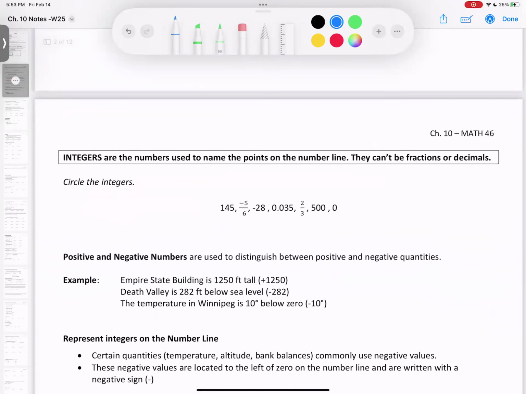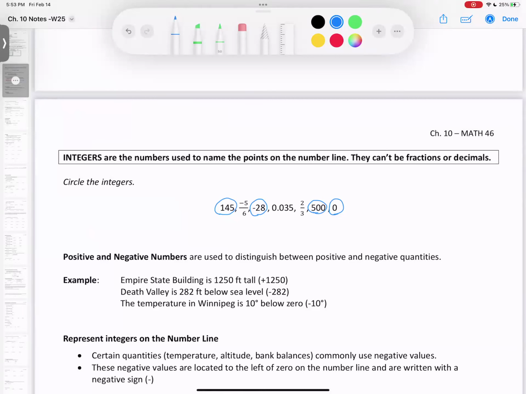Okay, so just a reminder from before that integers are the numbers you use to name points on the number line. I like to think of it as the whole numbers and the negative whole numbers, if you will. And so in this list, see if you can circle the integers. And what you should end up circling are these ones here, including 0.